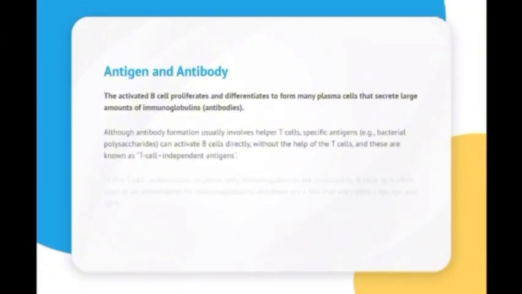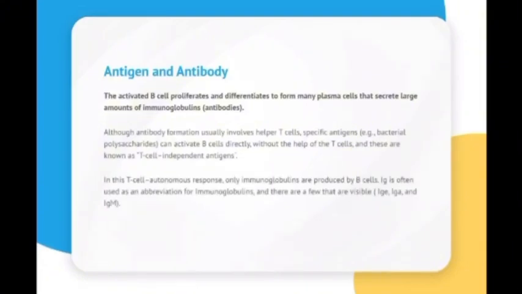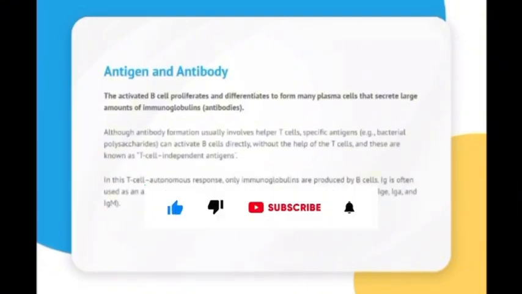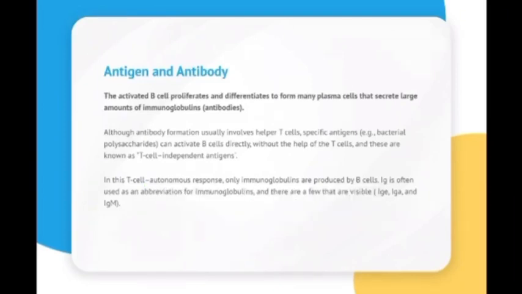The activated B cell proliferates and differentiates to form many plasma cells that secrete large amounts of immunoglobulins, antibodies. Although antibody formation usually involves helper T cells, specific antigens, for example, bacterial polysaccharides, can activate B cells directly, without the help of the T cells, and these are known as T cell independent antigens. In this T cell autonomous response, only IgM immunoglobulins are produced by B cells. Ig is often used as an abbreviation for immunoglobulins, and there are a few that are visible: IgE, IgA, and IgM.